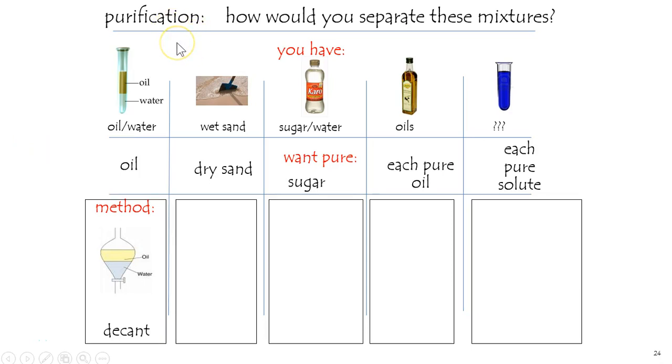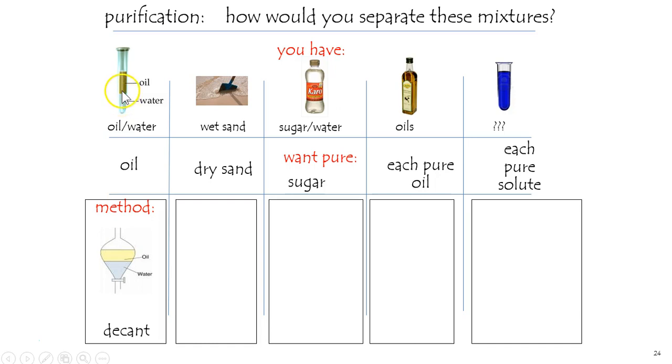Let's look at some classical purification methods. Imagine you have some oil and water in a test tube, but you just want the oil. How would you obtain it? Well, you could simply decant it off by just tipping it out and trying to not get out the water.